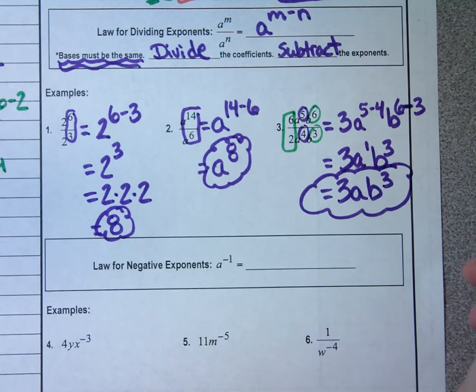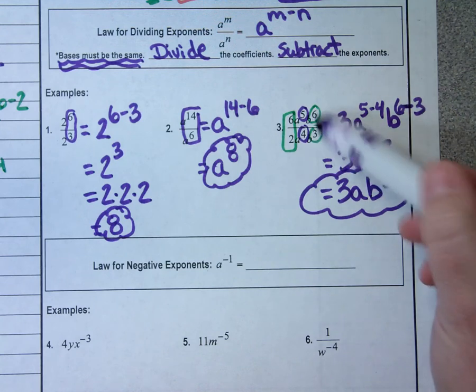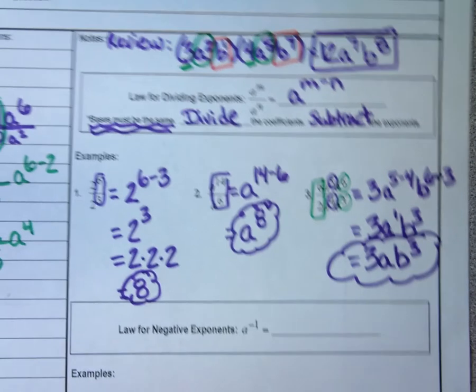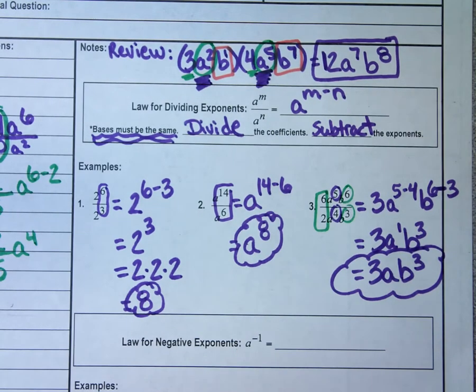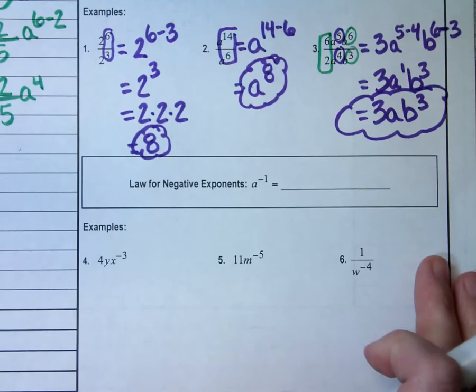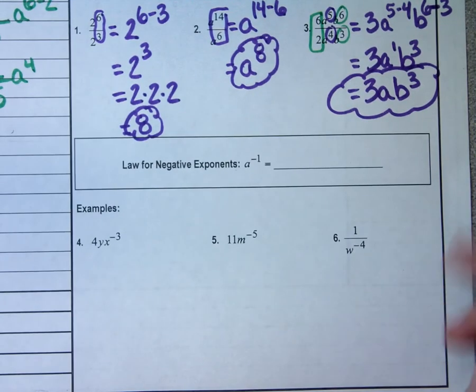All right, so this is dividing the same base. Whenever you're dividing the same base, you subtract the exponents. Whenever you're multiplying the same base, you add the exponents. Okay, and then here is our law for our negative exponent.